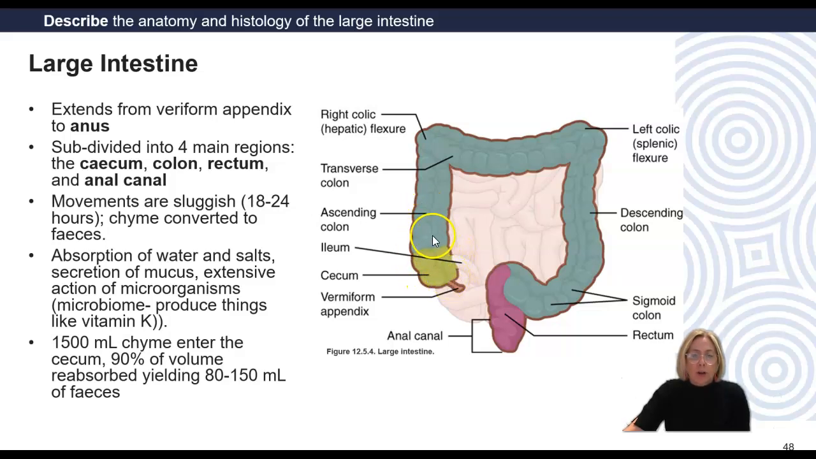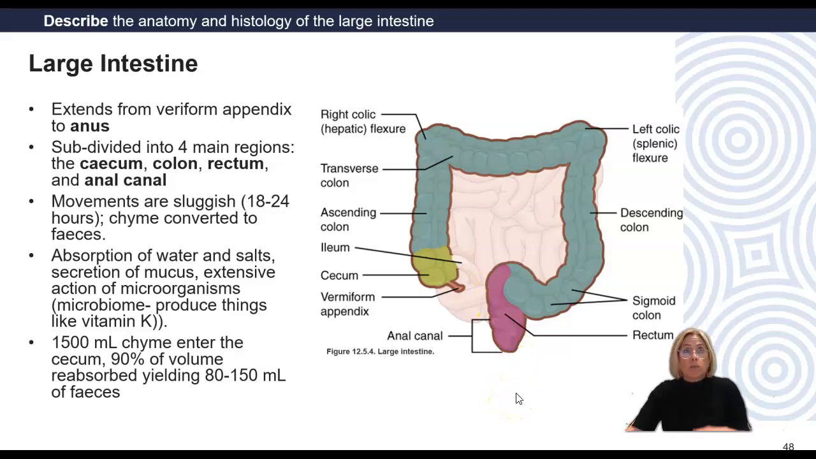And then in a different color green, we have the different sections of the colon. So the ascending colon, the transverse colon, the descending colon, and the sigmoid colon there. And then on through into the rectum and the anal canal.